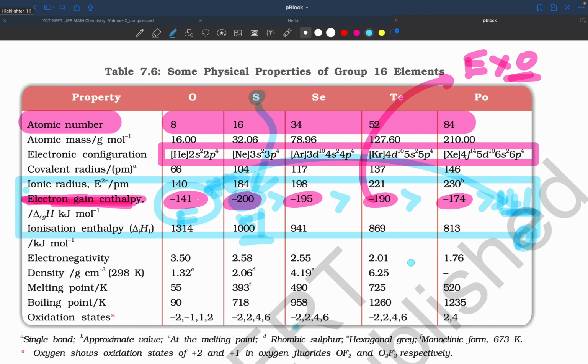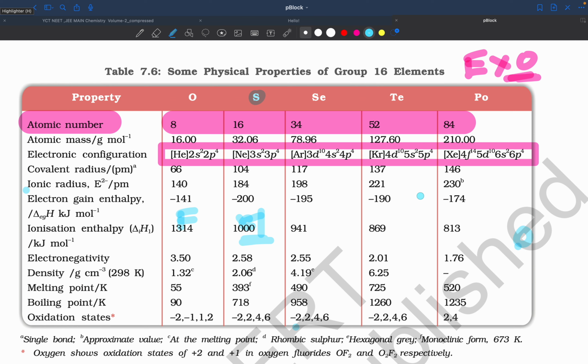Right. So can you reckon the abnormality here? You have to identify the abnormality. You should be able to write them.